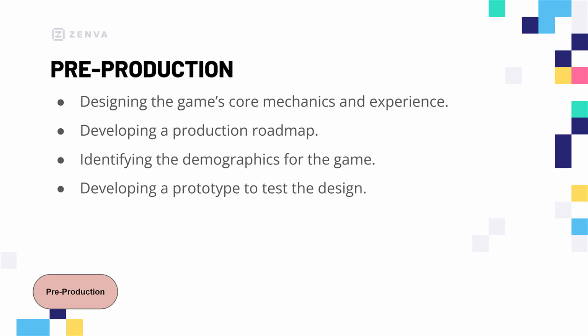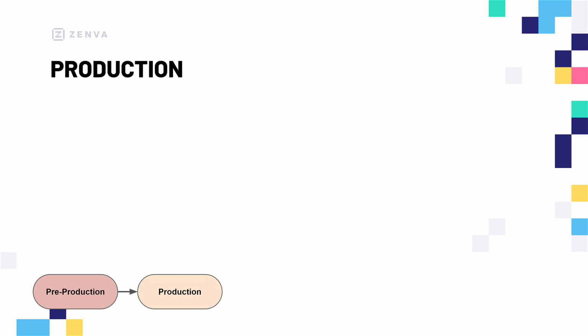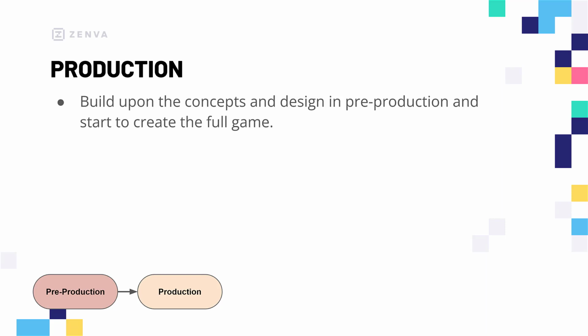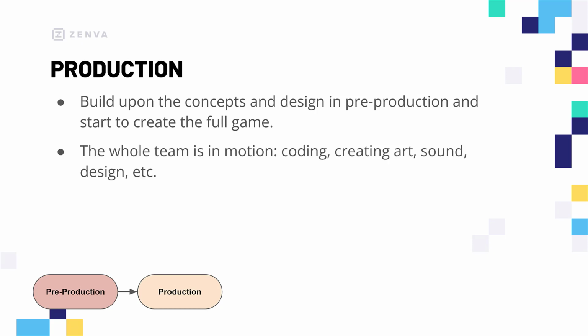Then, once you are done with pre-production, you can move on to the production phase. And this is pretty much the meat of a game's development. This is where you are actually starting to create the game. You build upon the concepts and design in pre-production and start to create the full game. And this is where the entire team is in motion. The coders are coding, the artists are animating, texturing, modeling, the sound designers are creating music and sound effects and working with the designers to implement that in the game, and you have the designers also iterating upon their designs as the game progresses, adding more things, designing more levels. Everybody is working full steam ahead to create the game.